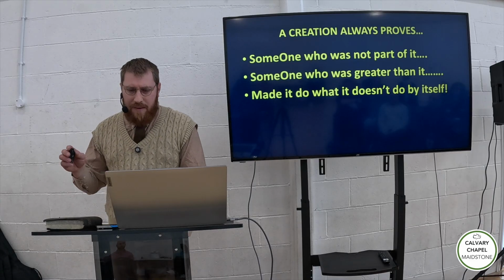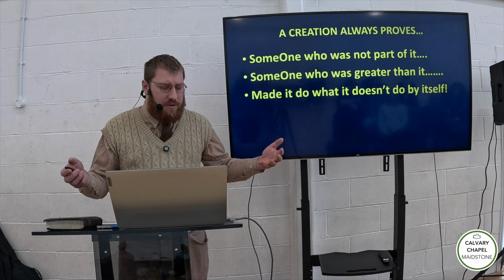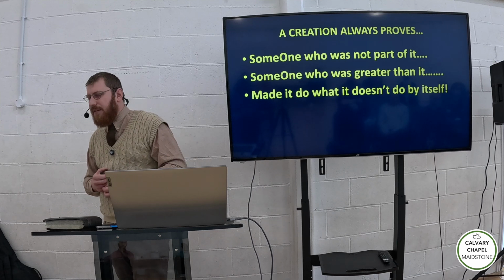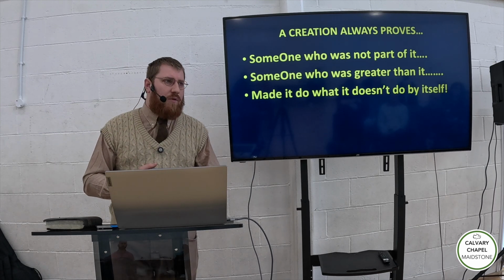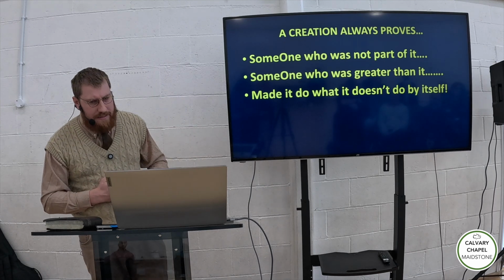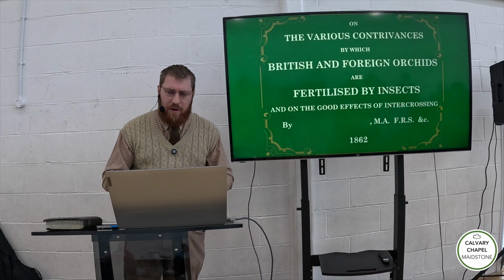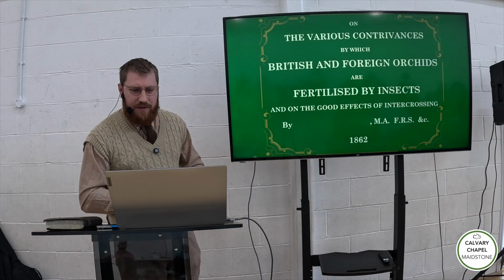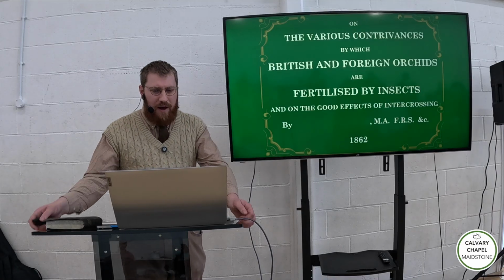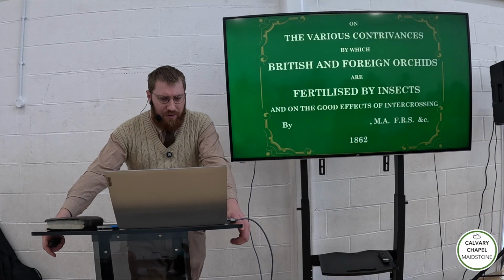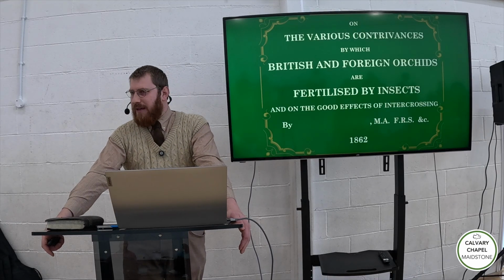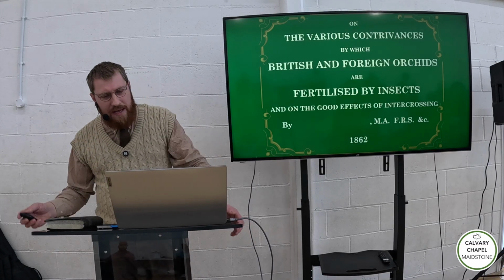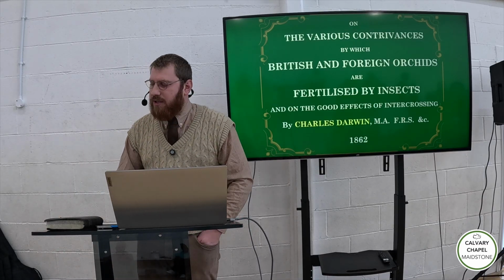You see, here we're going to use three different examples to begin with. Three different examples of evidence for design. Three different examples as evidence for creation before we come back to this definition. Starting with a book from 1862 on the various contrivances by which British and foreign orchids are fertilized by insects and on the good effects of intercrossing. They don't write them like that anymore. Who's it by the way? A certain Mr. Charles Darwin.